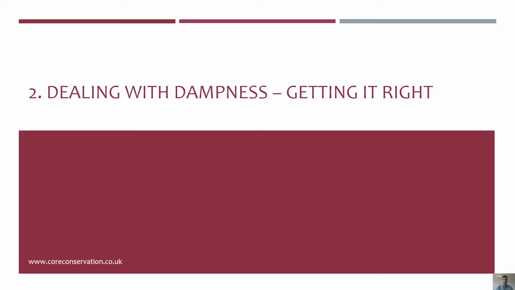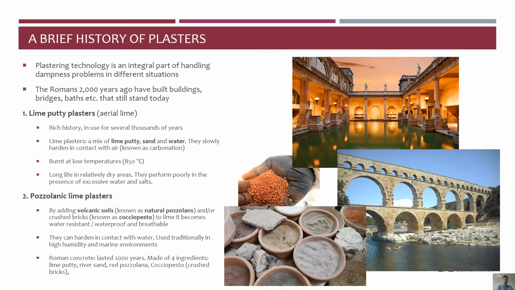How we deal with dampness and getting things right. Let's start with a brief history of plaster, going back into antiquity to the Phoenicians and Romans. Plastering technology is an integral part of handling dampness problems in different situations. The Romans, 2000 years ago, built buildings, bridges, baths, and so on that still stand and function today.